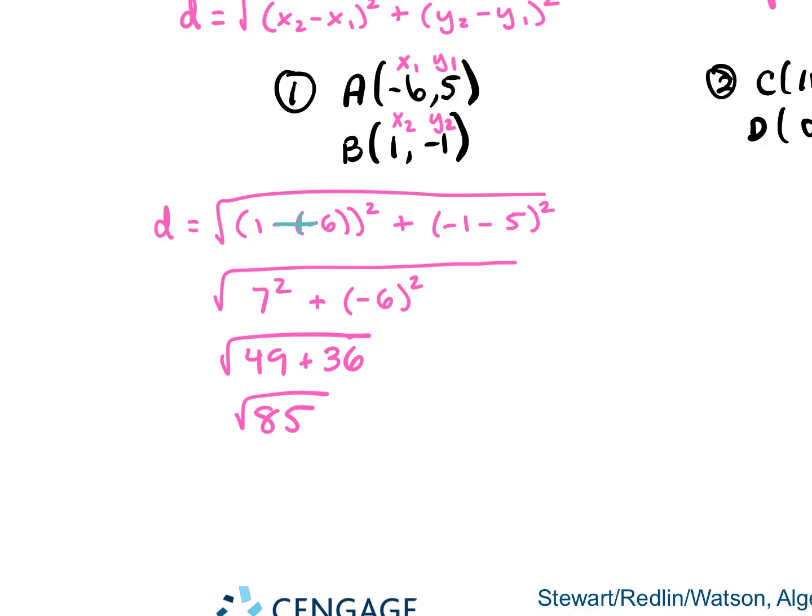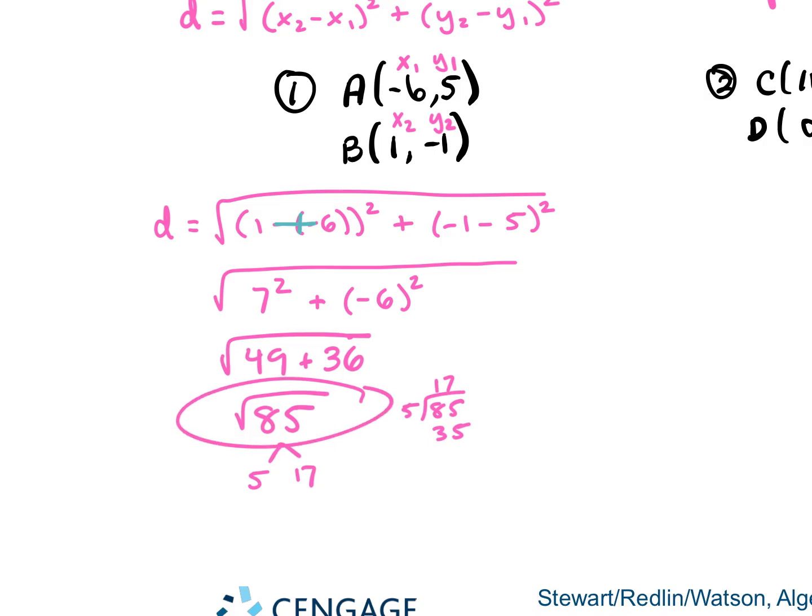So looking at square root of 85, what do we know that goes into 85? 5. It ends in a 5, so we know that 5 goes into it. So when we divide it by 5, 5 goes into 8 one time with 3 left over. And 5 goes into 35 how many times? 7. So 5 and 17. Can we break this down anymore? Nope. So this would be our answer, just the square root of 85.